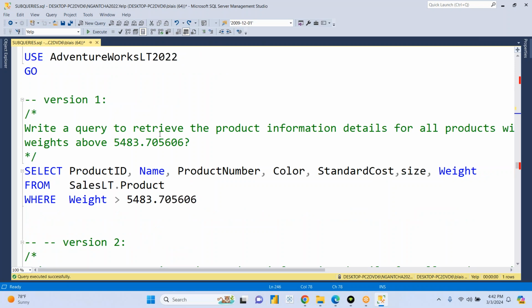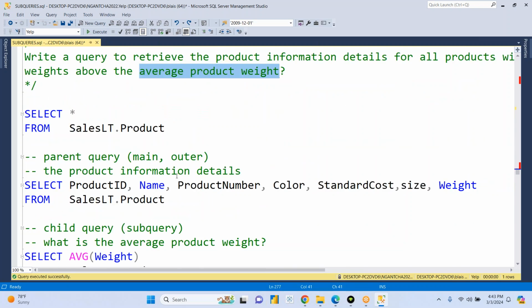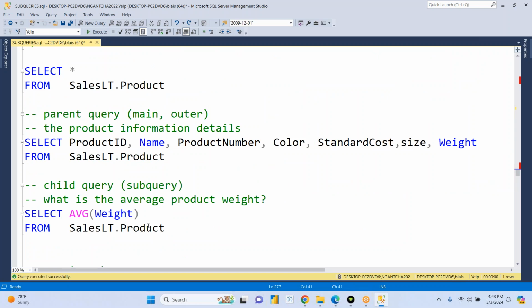This is a straightforward question. Write a query to retrieve the product information details for all products with weight above this. We've seen this one. It's just plucking that weight. There's nothing to search; the value is mentioned. In this one, the average product weight, the value is not mentioned. You have to investigate. So we use the child query to investigate the average weight.